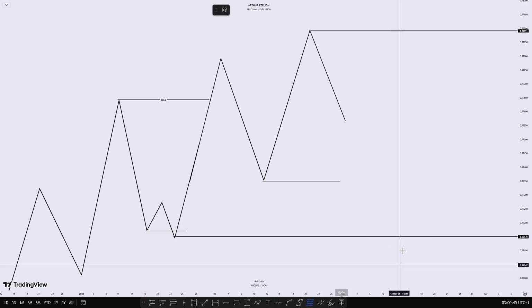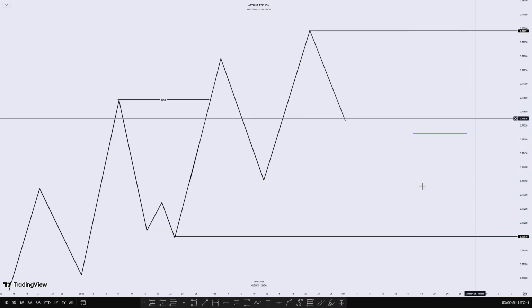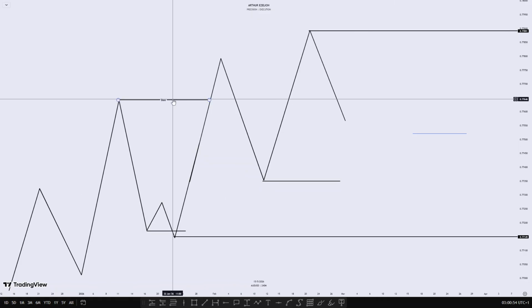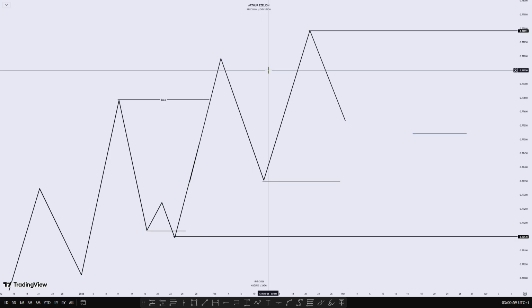If I want to mark my premium and discount just so I can know where I should be selling and buying, I can mark it from all the way to this high to this low. So what is the difference? The first one only gives us just one break of structure, while the second one gives us two breaks of structure for it to be formed.